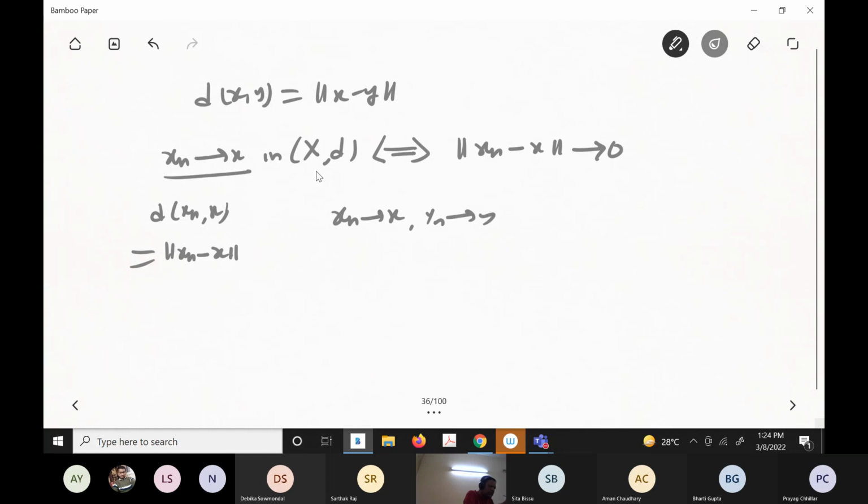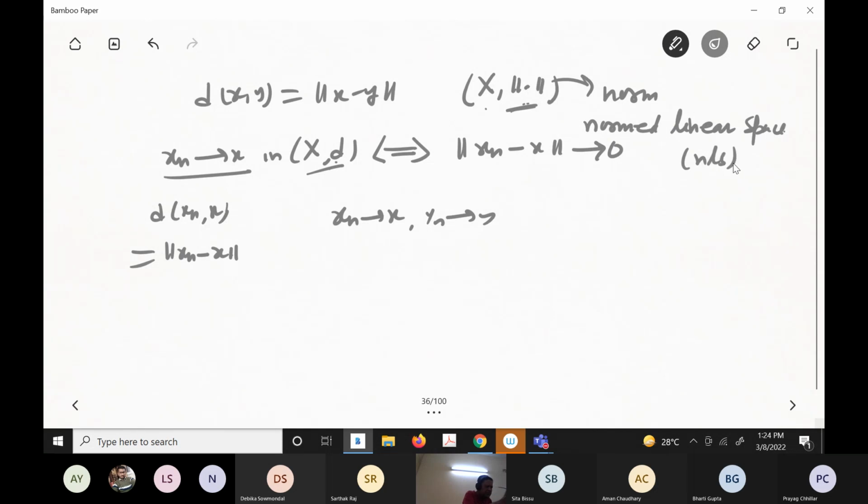Now once you have it, we write this instead. We don't write d, because this tells you something about the linear structure also and gives you the metric topology. D is induced by this norm. This is called a norm, and this couple is called a normed linear space, or normed vector space.